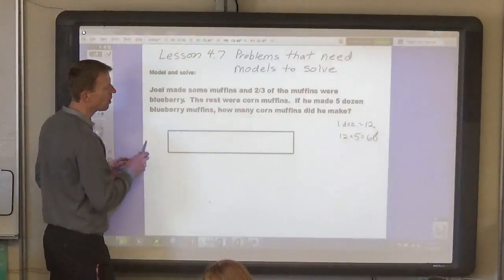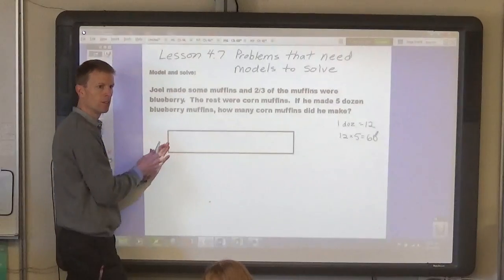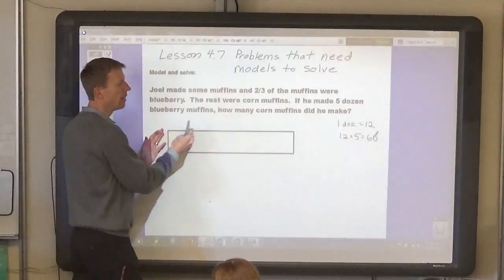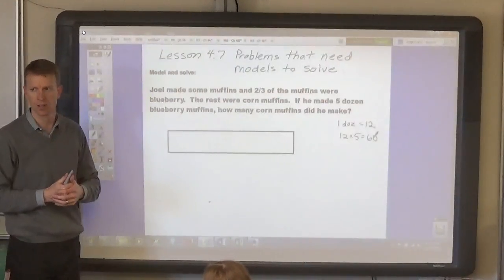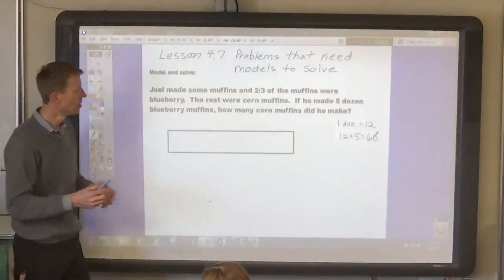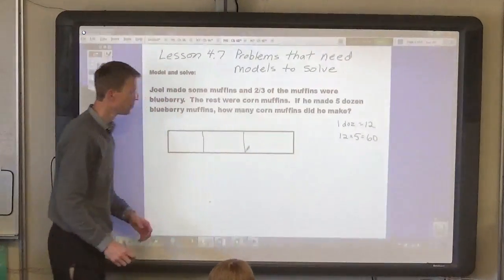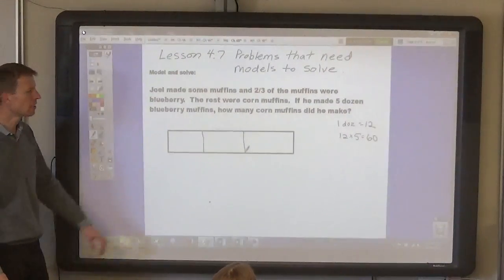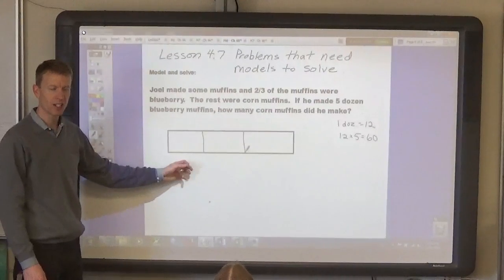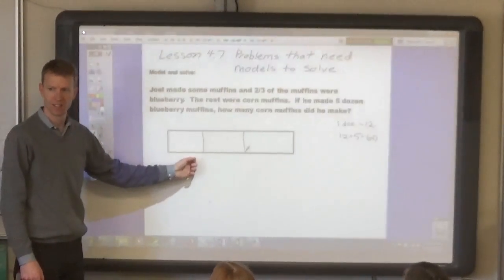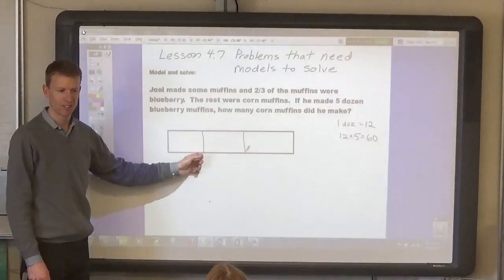So, if this represents all of the muffins, how could we divide this so that it would show us thirds, 2/3? Bella? Yeah, we could cut this into thirds, right? What else does it tell us about these thirds? Come on, people, pay attention to this. This is exciting stuff. We're unlocking the code to this problem.